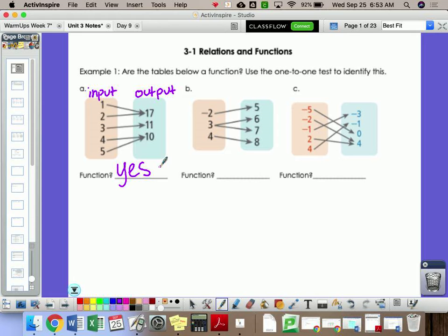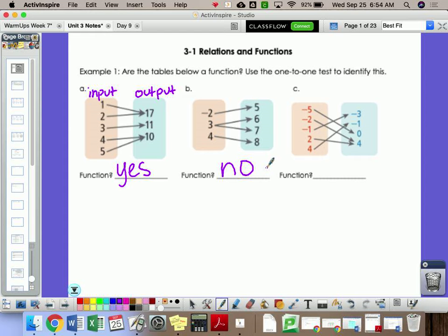So looking at the next one, -2 is going to one number, but then we see this 3 is going to 6 and 7. That one number is going to two numbers, so that does not pass our one-to-one test. So we would say, no, this is not a function.